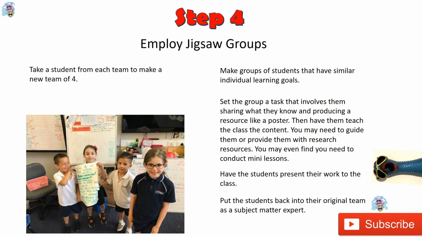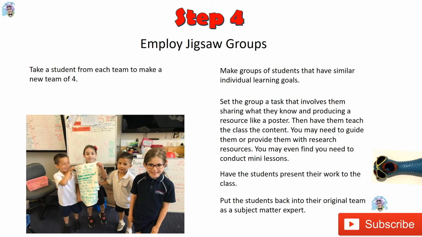Step 4, employ jigsaw groups. I really love this teaching strategy. What happens here is that you take a member from each of the collaborative learning groups and you put them in a new team called a jigsaw group. That group has to go ahead and research something. Normally it's related to their individual or the class learning goal. They research it, then make a resource that they can present and use to peer teach back to the class as a group.